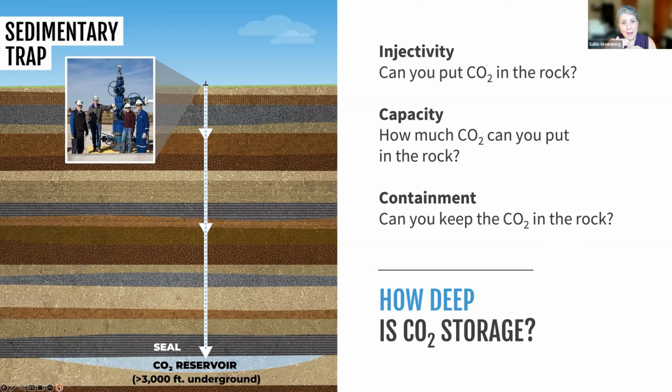And so what you have essentially is this package of rocks where one acts as a storage unit and the other acts as a seal. So we look at different properties when we're characterizing rock formations. Injectivity: can you put carbon dioxide into the rock formation? Capacity: how much carbon dioxide can you put into the rock formation? And containment: do you have an appropriate seal? Do you have a thick seal that allows you to keep that carbon dioxide in the rock formation?